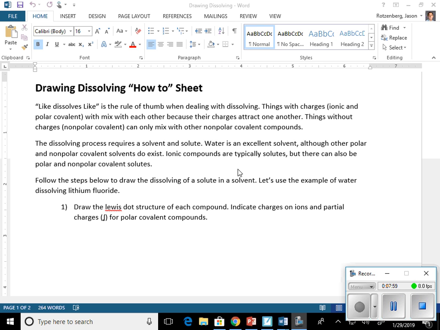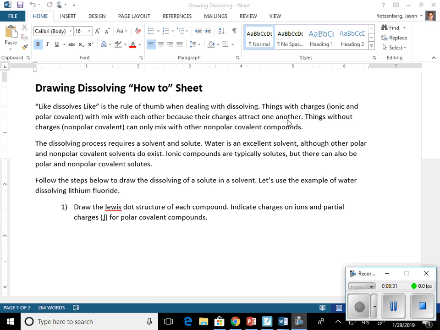Very top of the sheet, like dissolves like. This is our general phrase when dealing with why some things are able to mix with other things. However, we have to be careful with like dissolves like. If you read the second sentence, it says things with charges, which are either ionic things that have full charges, or polar covalent, which has partial charges, mix with other things because charges can attract to one another.